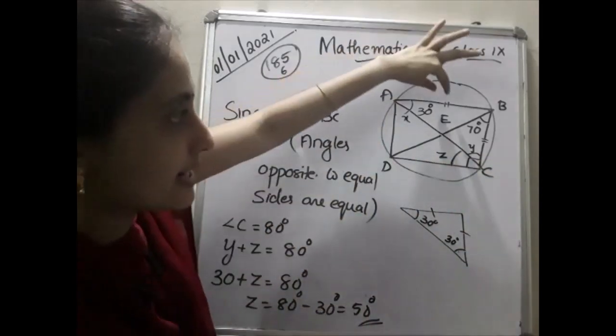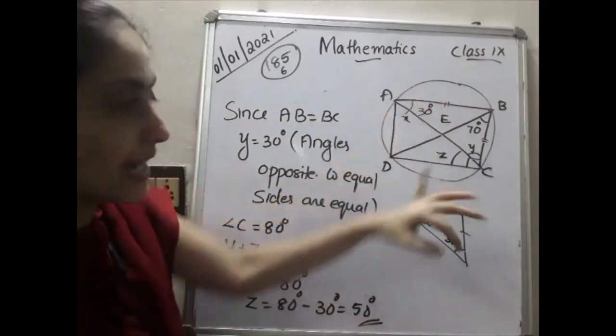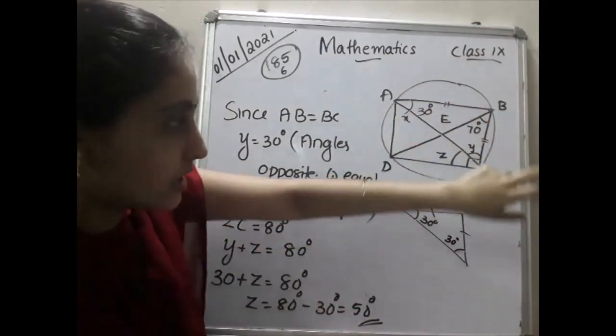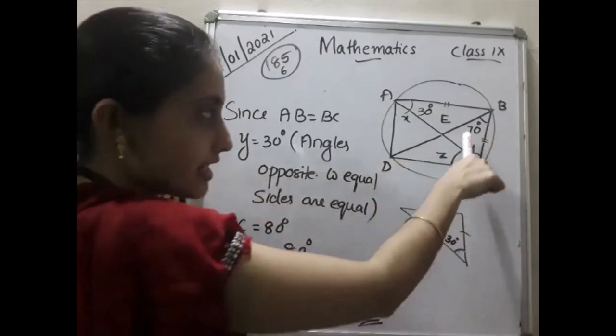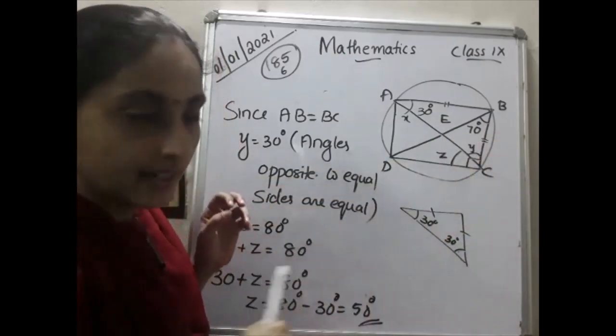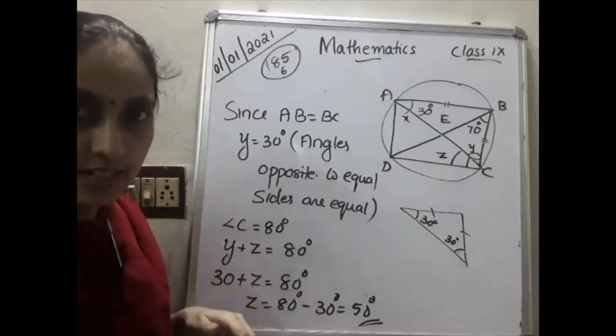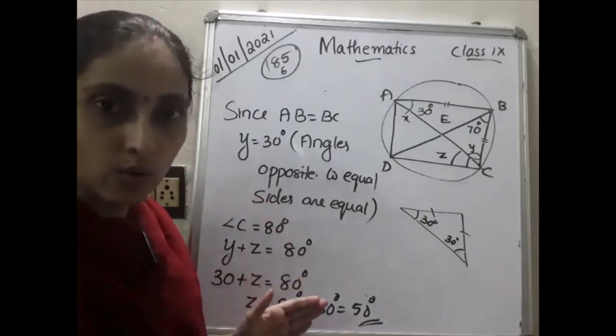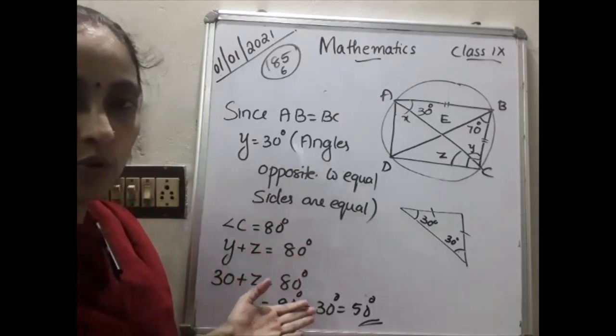Then it is given that AB is equal to BC. So base angles should be equal. So this will be 30 degree and Y will be 30 degree. This total is 80 degree. And this small portion is 30 degree. So the remaining will be 50 degree. Okay. So hope you clear this question. Please write down the remaining portion and we will move to the next question.